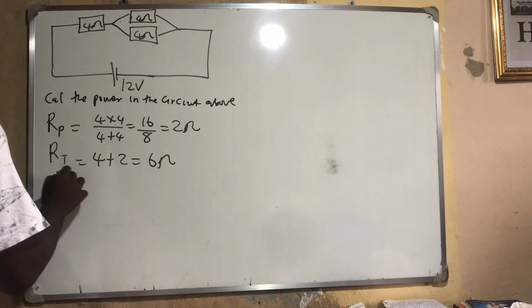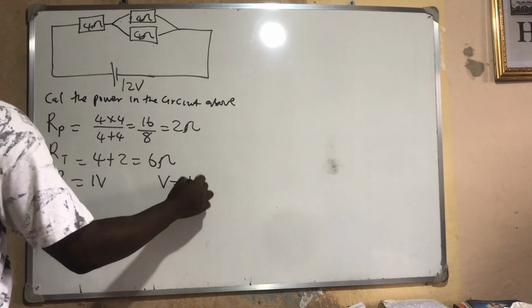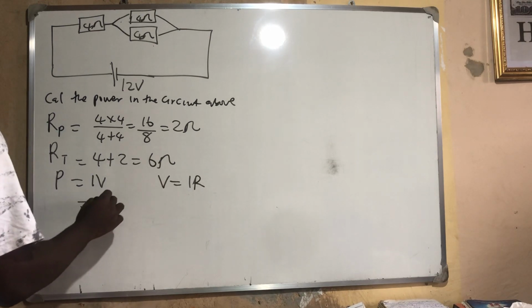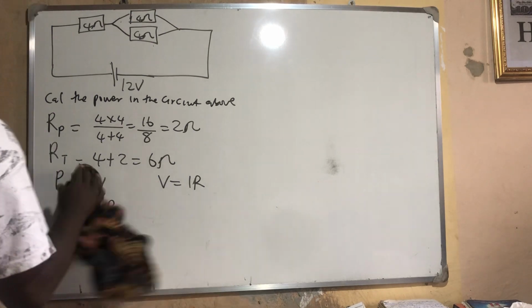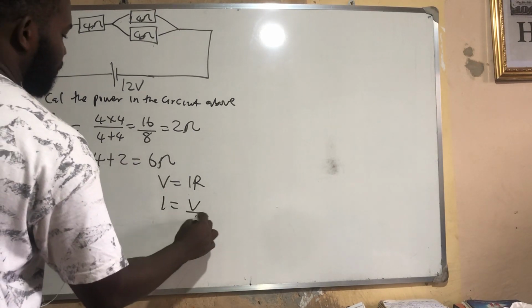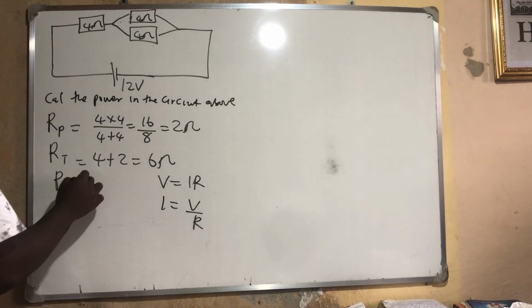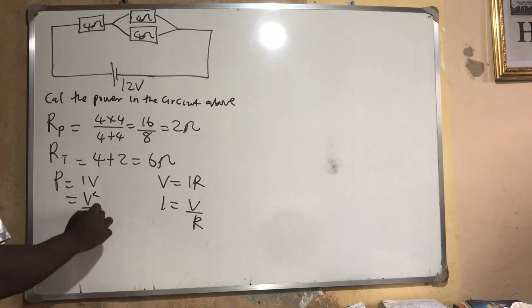So I know that my power is equal to IV. But what is my V? V is equal to IR, so which is I squared R. Is there any I? There is no I. So since there is no I, I'm going to make I subject. My I will be V over R. So my power is now V squared over R.